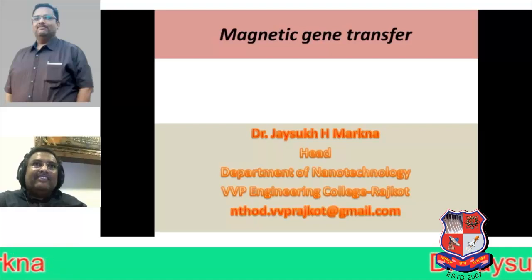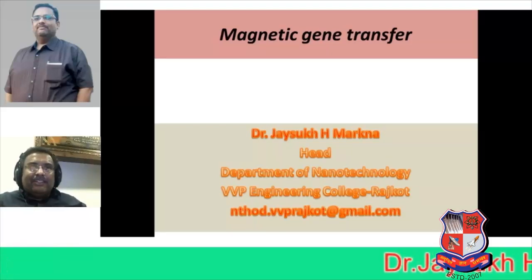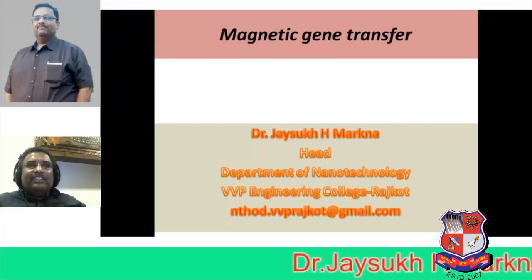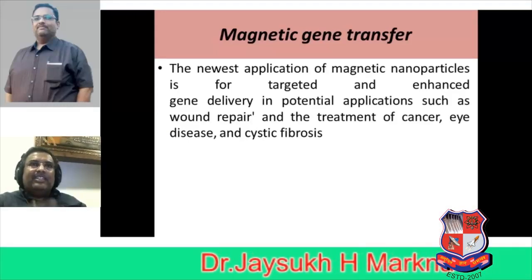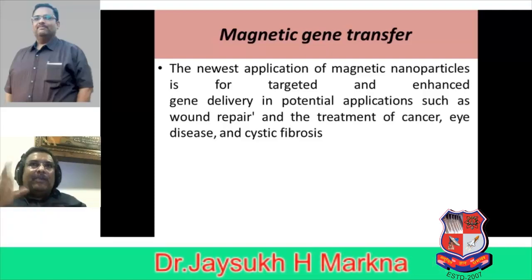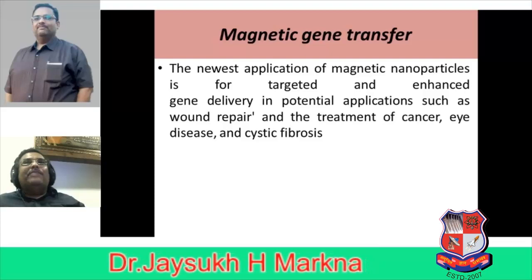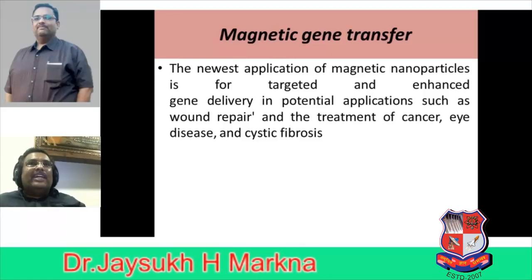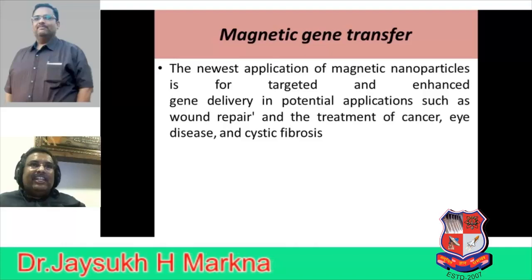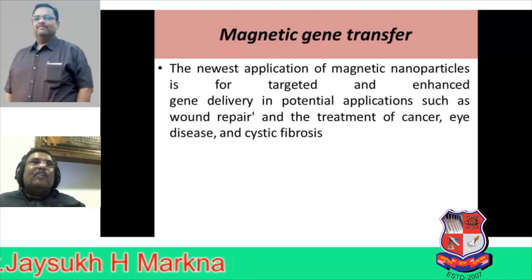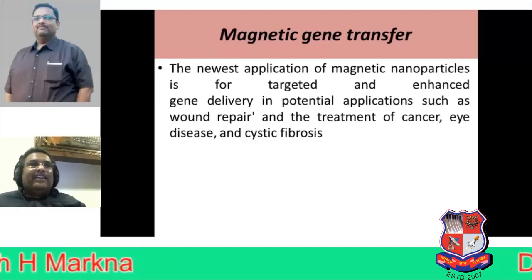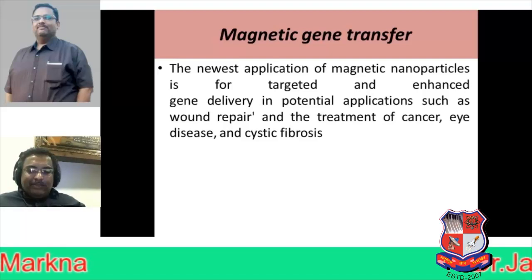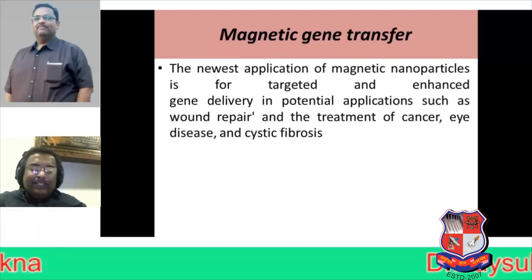And here one more word, magnetic gene transfer, because generally the rate of gene transfer is low, and here we have to enhance that using magnetic nanoparticles. So the newest application of magnetic nanoparticles is for targeted and enhanced gene delivery in potential applications such as wound repair and treatment of cancer, eye disease, and cystic fibrosis. Now this fibrosis became very famous due to COVID-19.